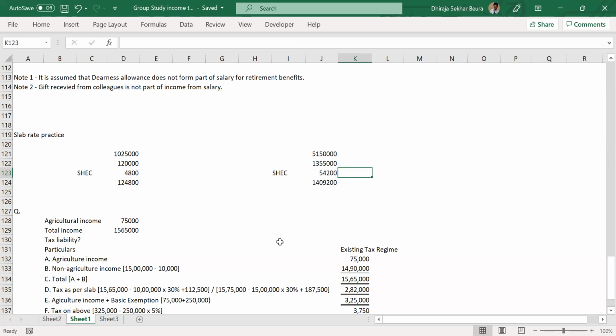Anybody got the answer? It is 14 lakh 9,200. Perfect.